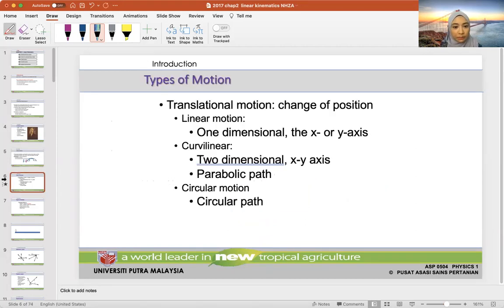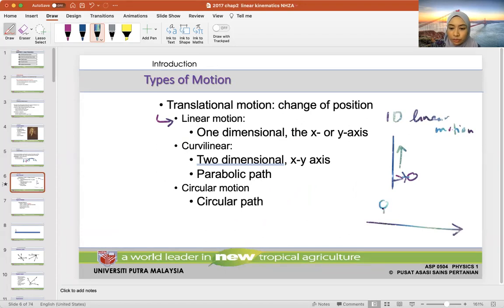And then we have different types of motion. Kita ada translational. Translational ada linear motion. This is one dimensional. So Ikri is moving up the y-axis. This is still one dimensional even though it's weird. But this is considered one dimensional linear motion. Okay, so yang biasa kita tengok is over here lah. Contohnya Iqbal tengah jalan. So this is one dimensional motion.